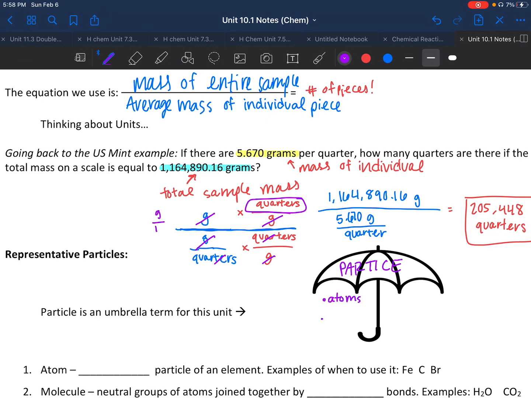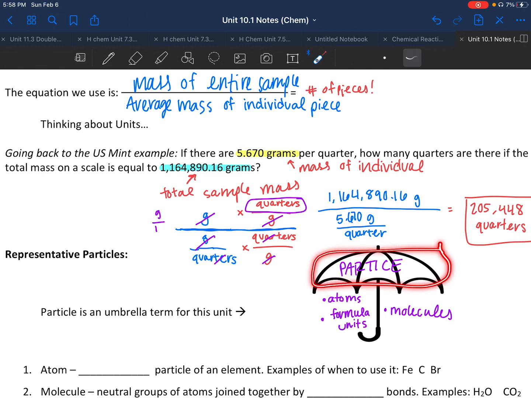You also have what's called formula units. And then lastly, you have molecules. The way I want you to think about an umbrella term is, let's say my umbrella term is fruit; the more specific things you could put under it are apples, bananas, kiwi, etc. So in our case, we're using the word particle, which I misspelled here. Give me 1 second. And so the specific terms we have for particles are atoms, formula units, and molecules.